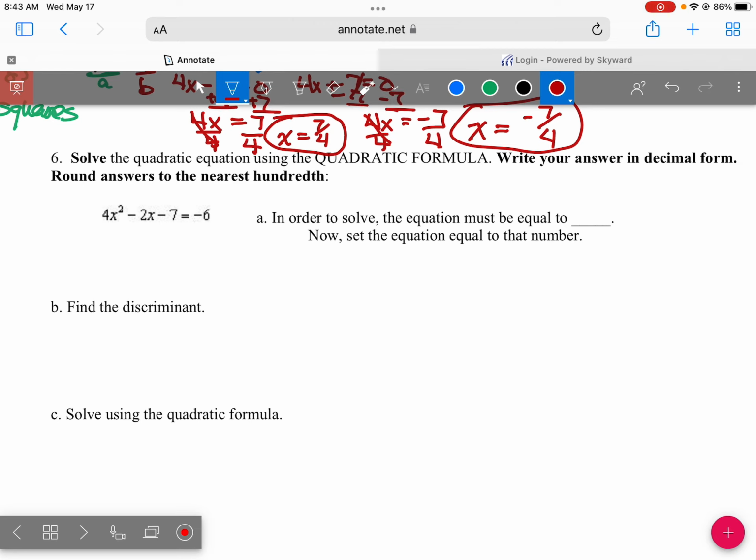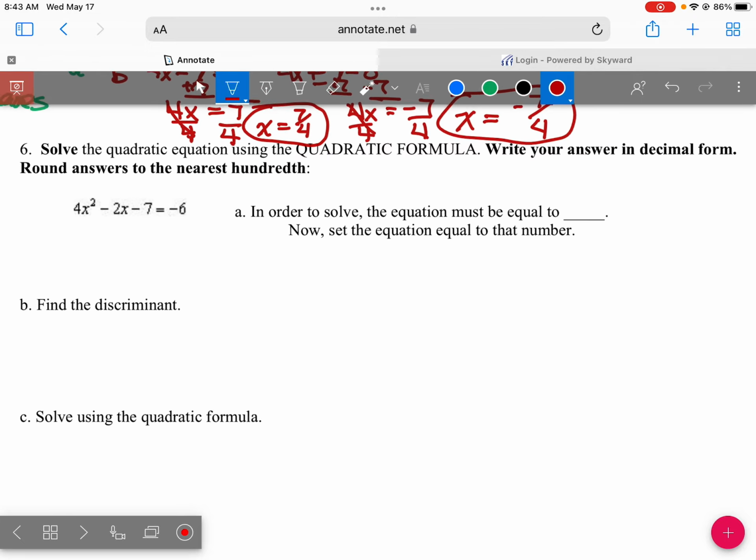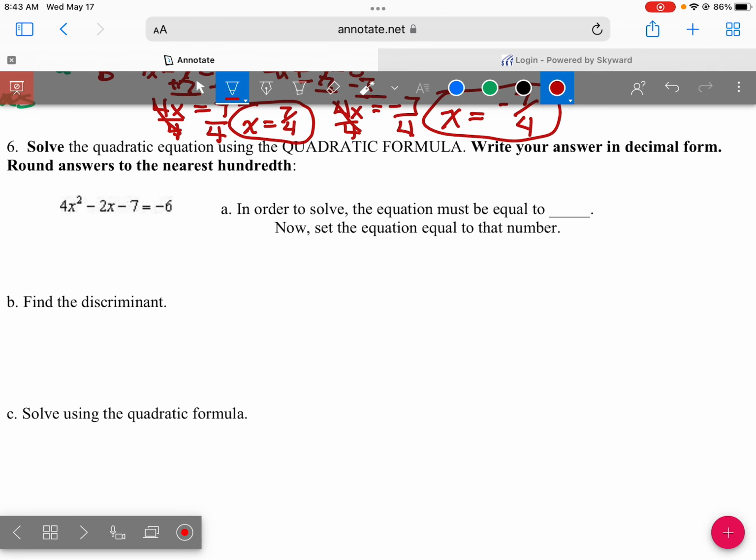Sometimes these quadratic trinomials do not work with Xbox. Xbox does not work every single time, okay? Sometimes you might have to use the quadratic formula. So we need to solve this. So we're looking for x. Using the quadratic formula, we're going to write our answer as a decimal to the nearest hundredth. Gosh, they're asking for a lot.